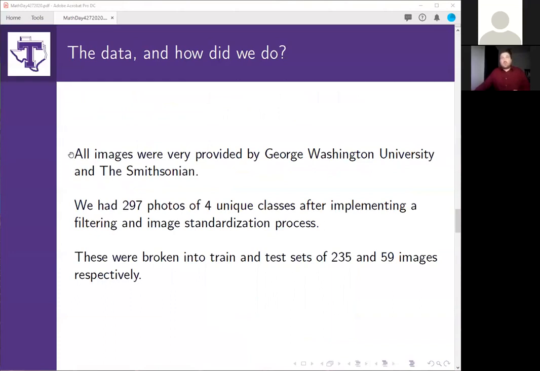All images were provided by George Washington University and the Smithsonian. We had 297 photos in 4 unique classes after implementing a filtering and image standardization process. These were broken into train and test sets of 235 and 59 images, respectively.